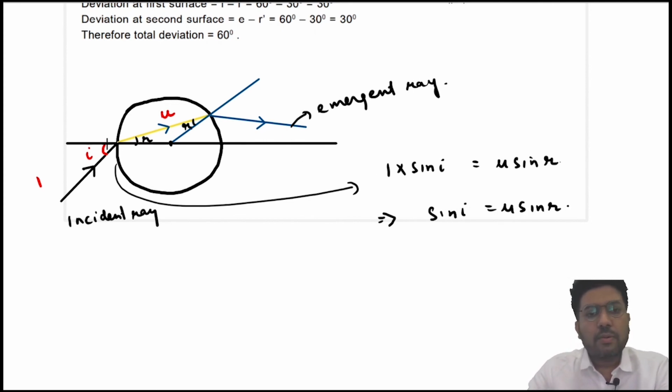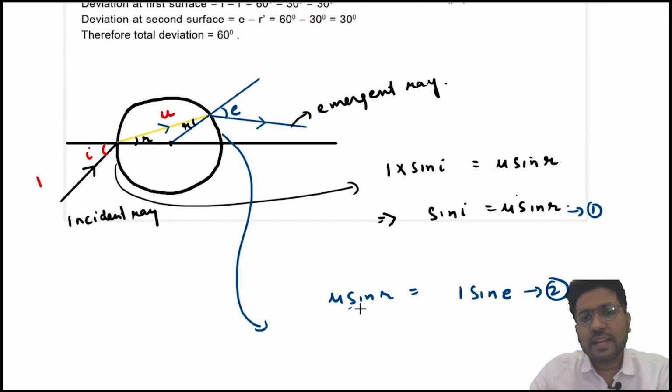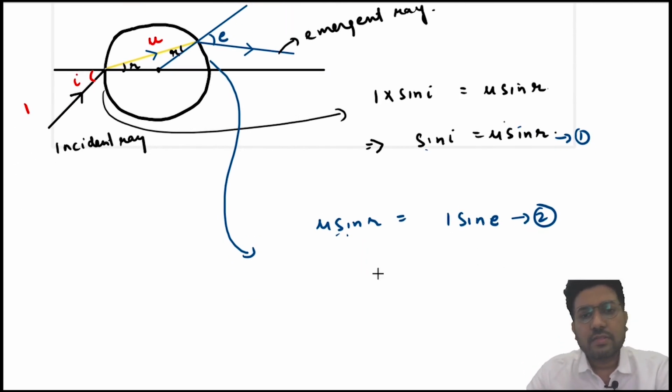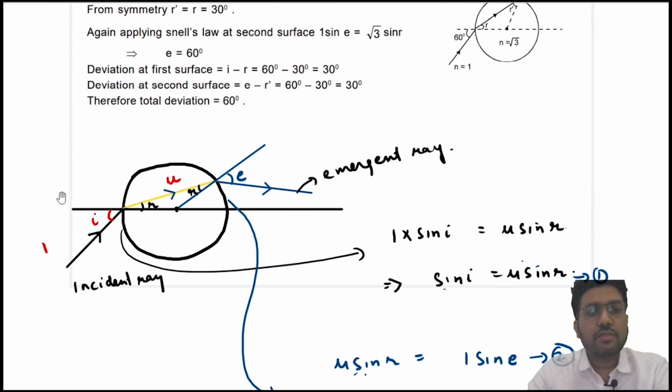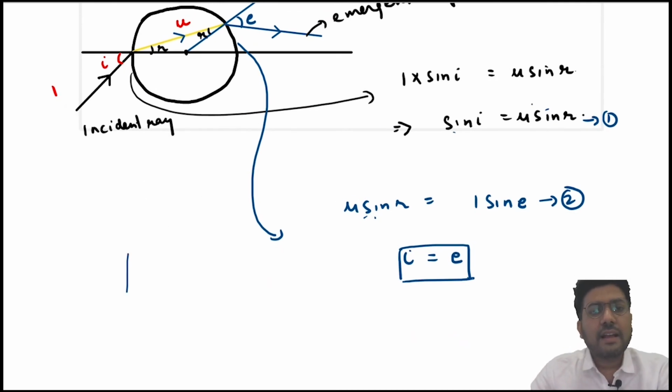Now I will apply the same Snell's law in this surface. What will you write? Mu sine R is equal to, suppose this angle is E, 1 into sine E. Now if you compare this equation and this equation, what will you see? These two sides are same, that means these two also same, that means I has to be equal to E. So the first thing that they have asked you, find this one, this we have already found out. Now what we need to find is the angle of deviation.